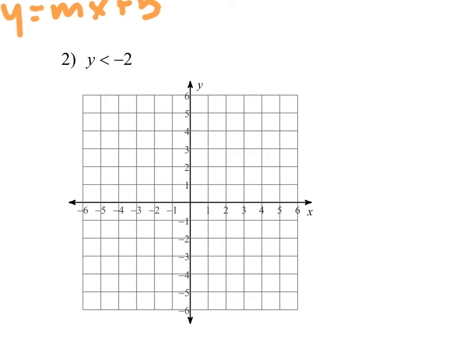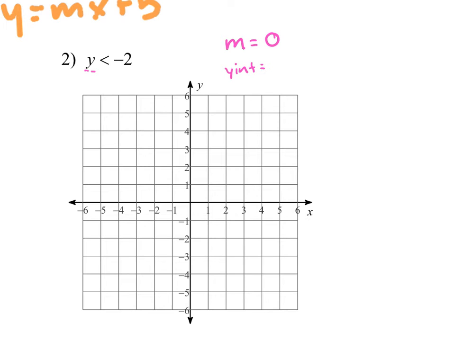Now, do we have a slope here? Do we have a number in front of the x? No. So what do you think our slope is? If we have no x, what do you think our slope is? 0. So then what's our y-intercept? -2. Perfect, -2. So we go to -2 on the y-axis, put a dot there.